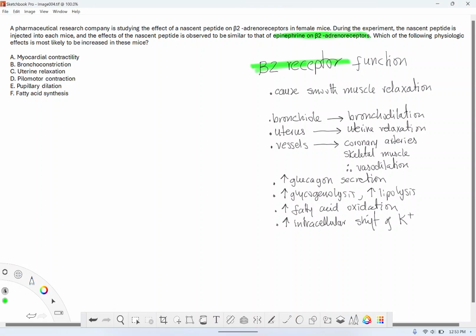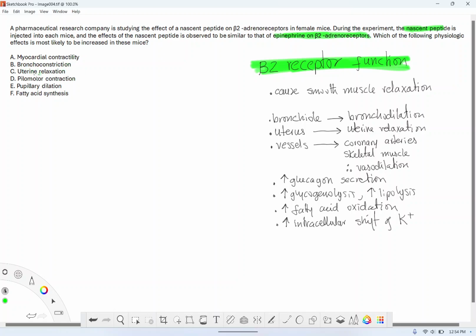But remember, our question is talking about a new agent, a new peptide. In this case, nascent peptide. Nascent peptide means newly synthesized peptide that acts just like epinephrine. It activates beta-2 receptor. If it does so, what will happen? Okay, what are the effects of this? Now we can go to the choices to see which of these choices make sense. Myocardial contractility, no.